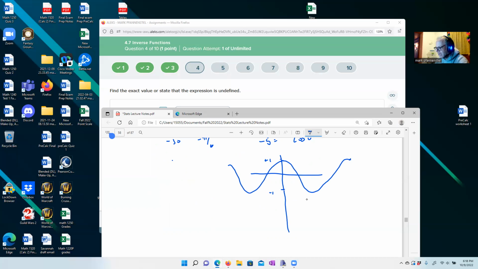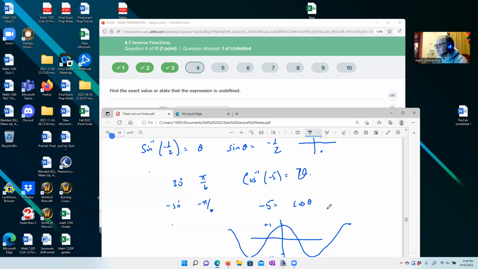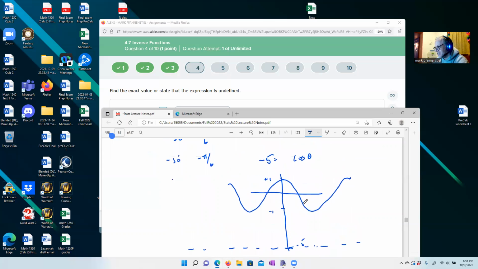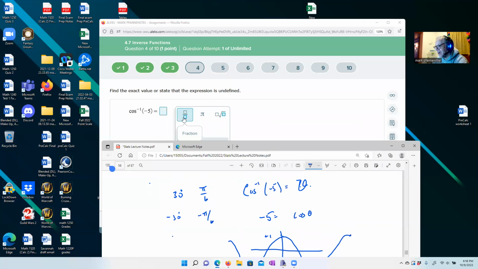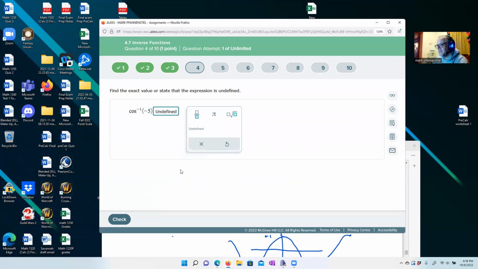Here's negative 5. Where along this cosine did you ever get down here? It never happened. This graph never intersected this negative 5 line. So this is nonsense, because it's outside of the range, or the domain. By typing it in the calculator, you're going to get a domain error. So this is an undefined problem. We're not going to get anywhere with it.